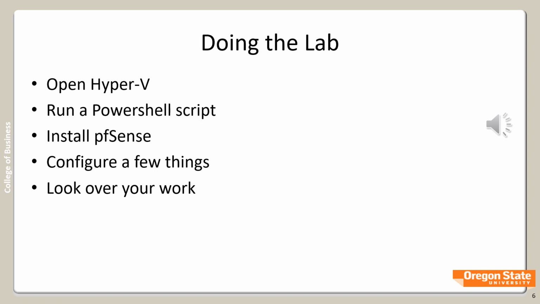So here we go. The lab instructions and a no-sound video are available. In a way, this is all very easy. You just have to type a few letters and click in the right places. You will open Hyper-V, run a PowerShell script, install pfSense, configure a few things, and look over your work. Hopefully, you will be able to connect what you are doing to fundamental networking concepts.